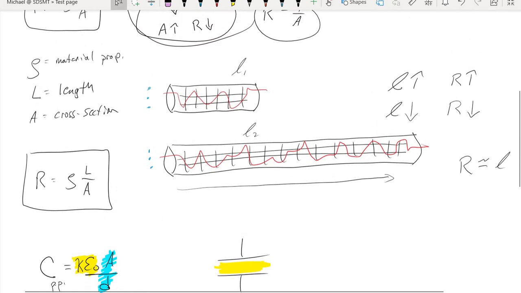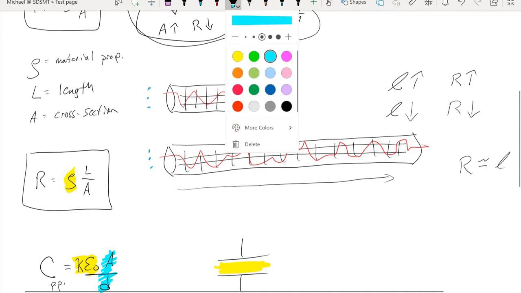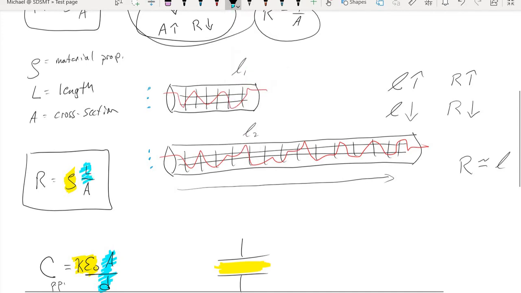So look at the resistor. Well, how is the resistor defined? It's defined with a materials property and geometry.